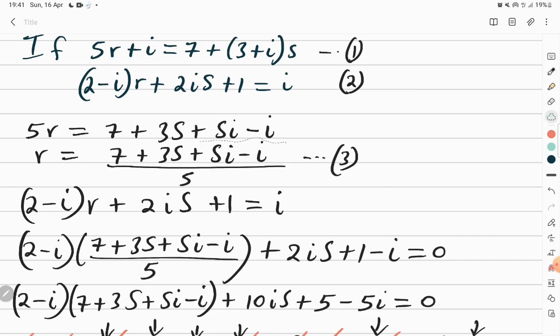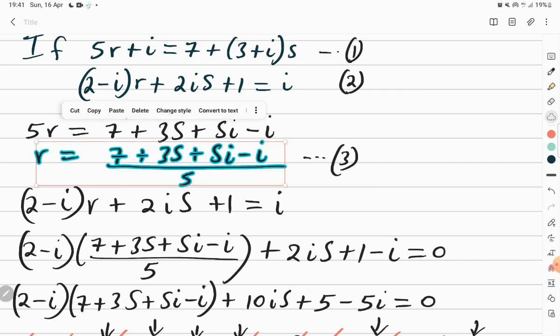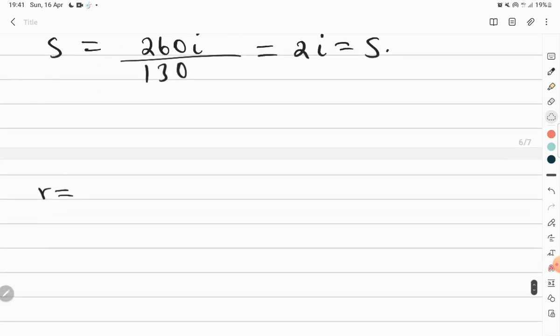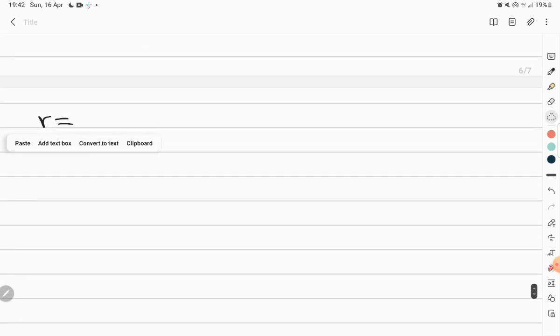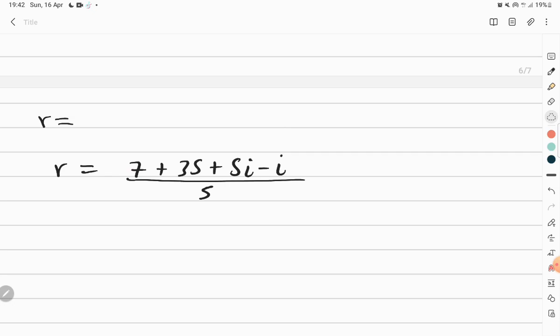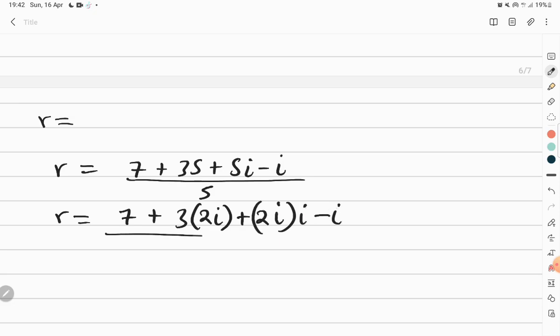This is our r over here. So if s is 2i, in the place of s we're going to put that. So we have 2r is equal to 7, then plus 3 times s, which is 2i, then plus 2i times i, then minus i, all divided by 5.